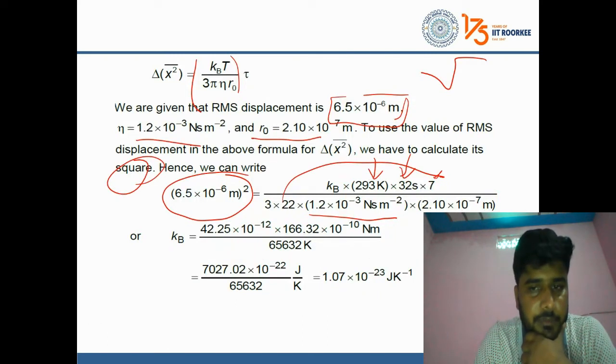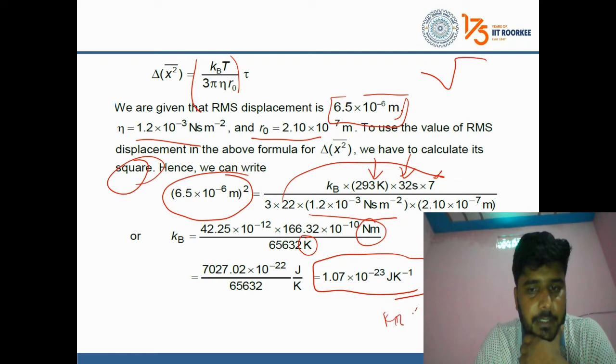So solving this calculation and the units, you will get this value in joule per Kelvin. Okay, so that is very close to the reference value, that is 1.38 10 to power minus 23 joule per Kelvin.